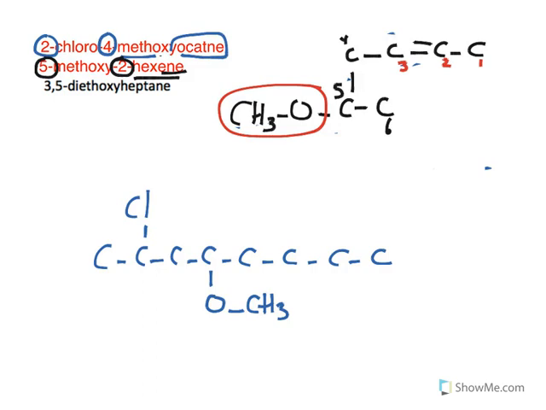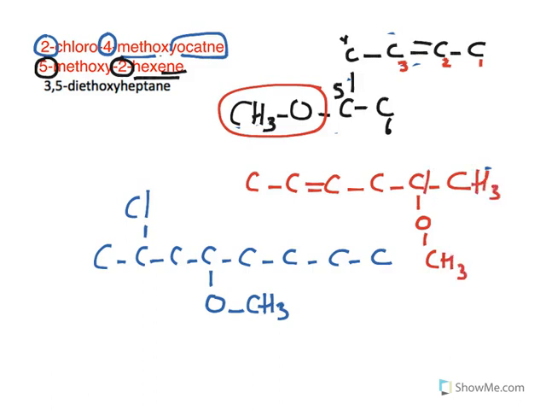So if I want to write this one, I will write a chain of 6 carbons, 3, 4, 5, 6, a double bond on the 2nd carbon, and on the fifth carbon an O bonded to CH3. Of course, we have to fill the rest with hydrogens.